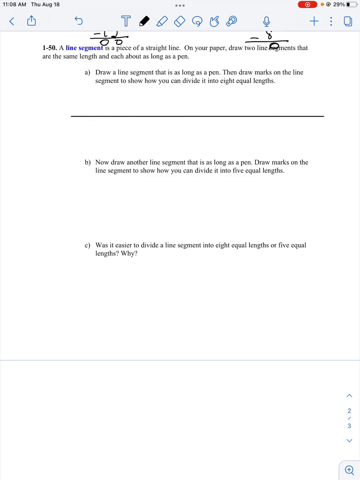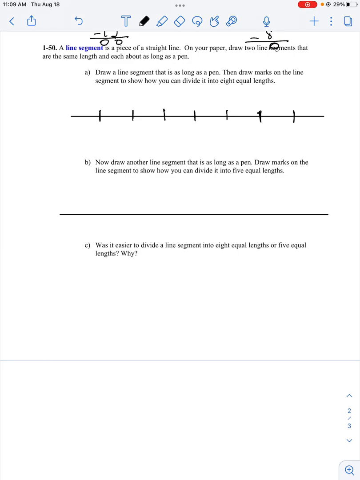So I'm going to draw a line, and I have to separate it into 8 equal lengths. Well, there's 2, 3, 4, 5, 6, 7, 8. 8 equal lengths.